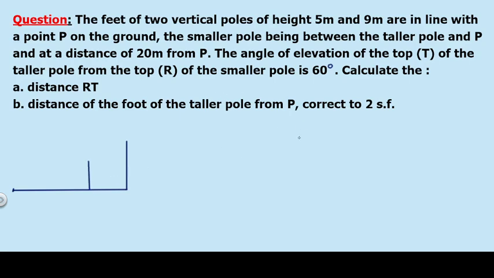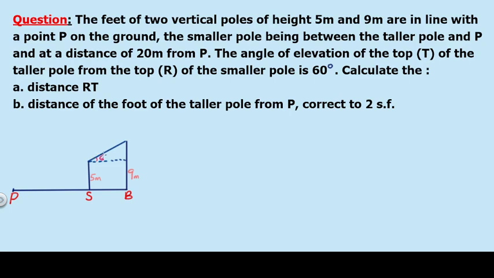The question established that this is the point P on the ground, the small pole and the big pole. The small pole is 5 meters high and the big pole is 9 meters high. Now the angle of elevation from the top of the small pole to the top of the big pole is said to be 60 degrees.